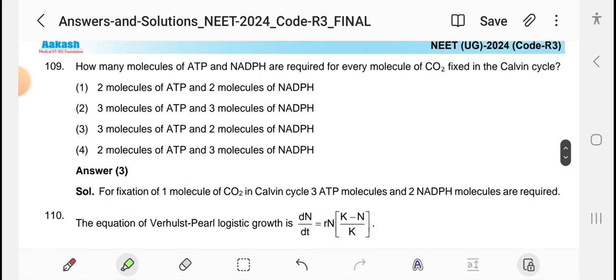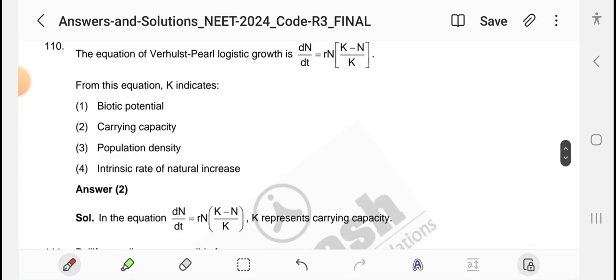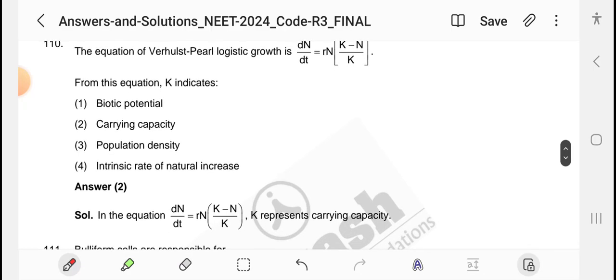Next, how many ATP and NADPH are required for every molecule of CO2 fixed? So the correct option would be option number 3. 3 molecules of ATP and 2 molecules of NADPH are required. So the next question, from this equation K indicates carrying capacity. Option number 2.